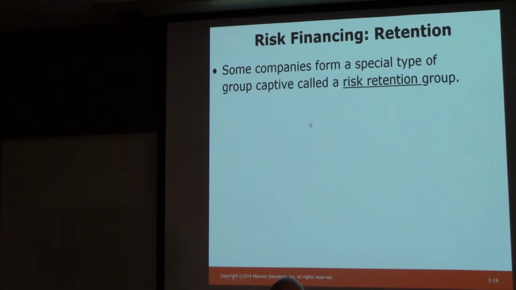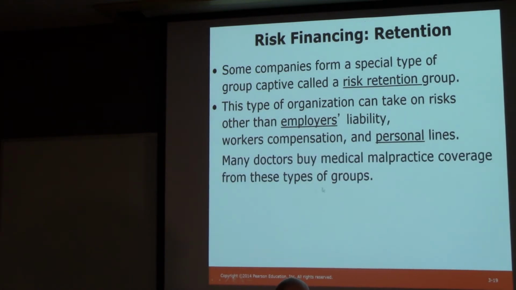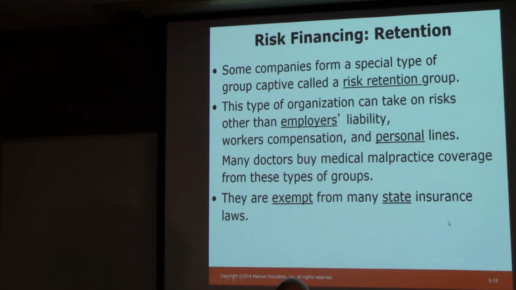All right, some companies form a special type of group captive. This is not that common, but you should be aware of it. It's called a risk retention group. The risk retention group pools together and they buy a certain type of coverage. A lot of doctors will buy medical malpractice from retention groups where the doctors' practices come together, and as a group they get volume discounts from the insurance companies. You cannot form a risk retention group for employers' liability, for workers' compensation, or for personal lines like property casualty insurance. But you can buy specialty insurance as a group. All right.